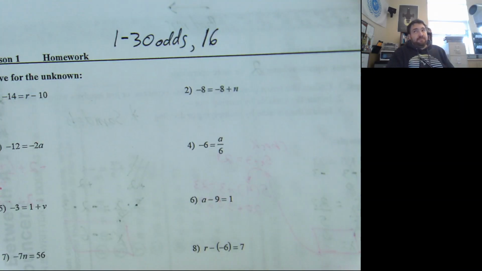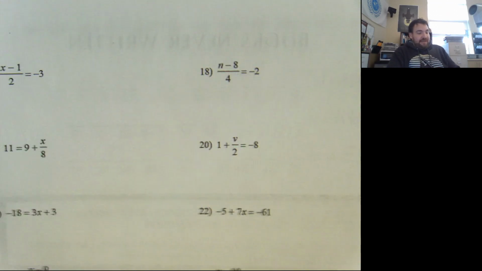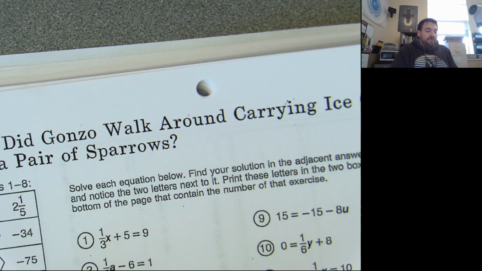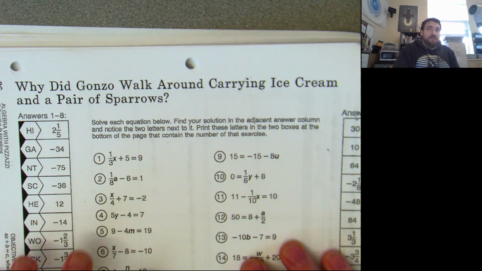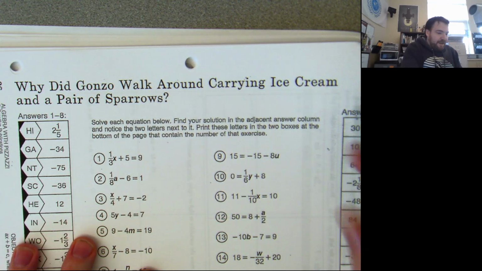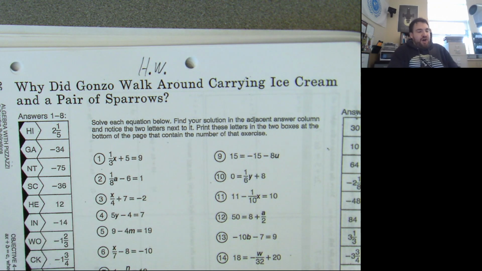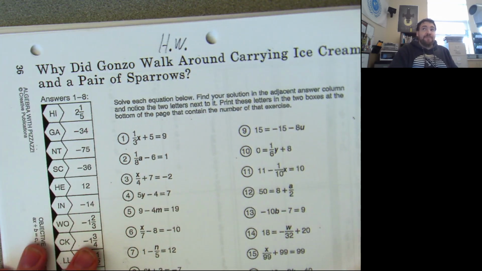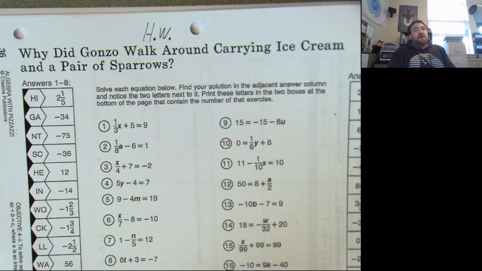And then I want you to flip ahead a couple pages. We're going to skip the books that were never written, and jump straight ahead to why did Gonzo walk around carrying ice cream and a pair of sparrows? Sorry, a pair of sparrows. This page is homework as well. As always, the evens are optional, and the books that were never written is optional extra practice. Questions 1 to 30 odds, 16, and this page are your homework.